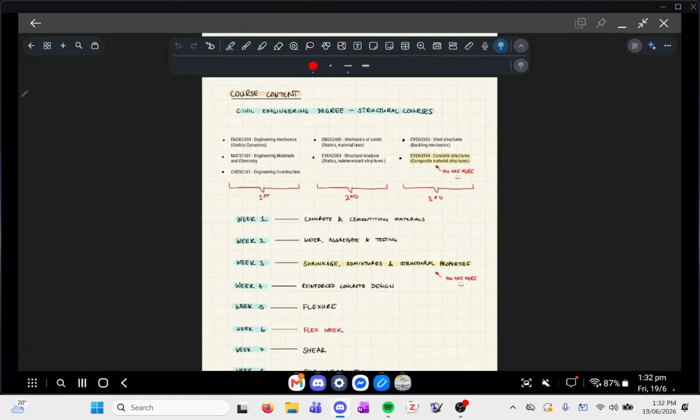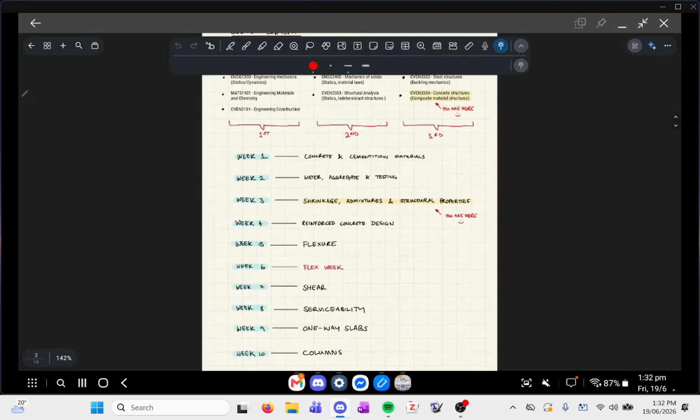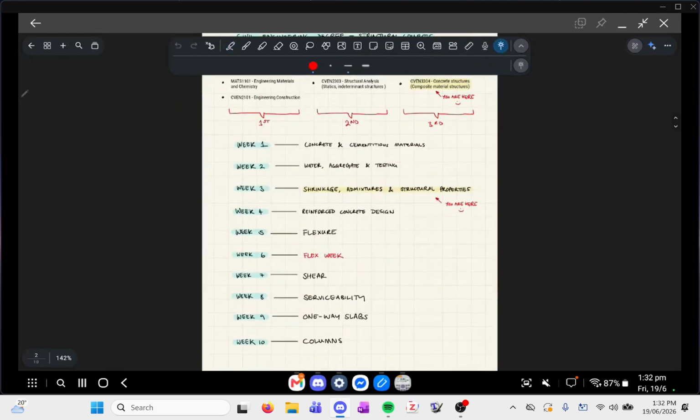Anyway, okay. Course structure. So we're up to week 3 now. And next week we'll be starting with design and telling you about how steel and concrete are integrated together.